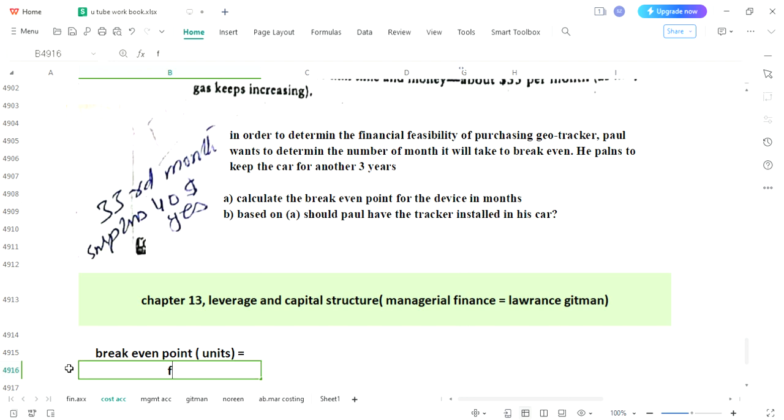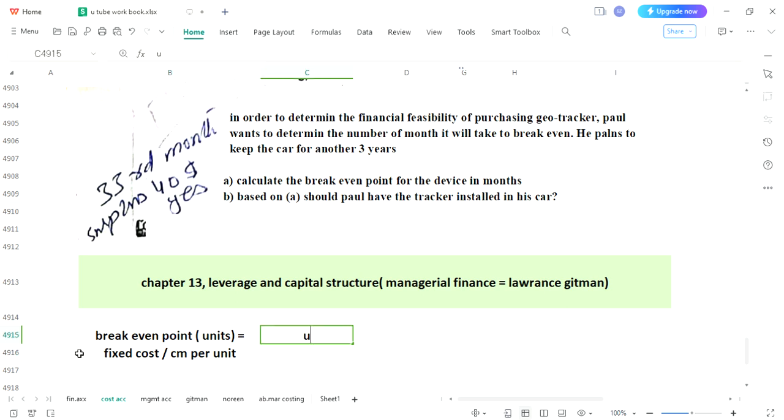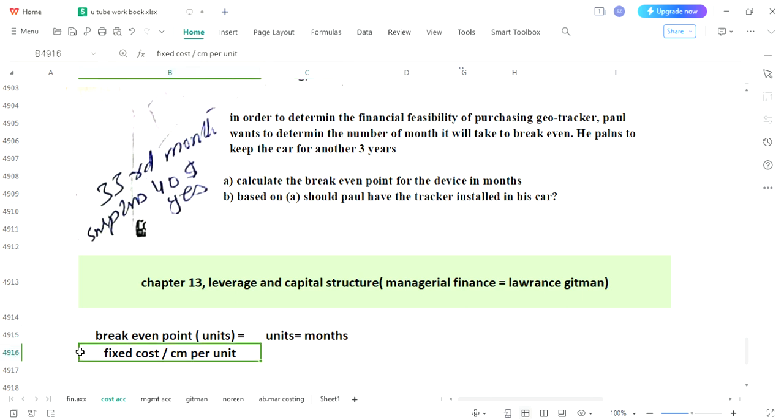How would you calculate? You need to have your fixed cost and divide it by CM per unit. Please understand, units over here are not the number of products. Units over here are months. So please keep it in mind. In this way, you will find it easy to calculate your break-even point.